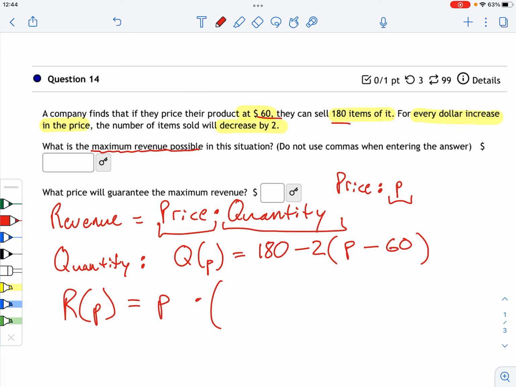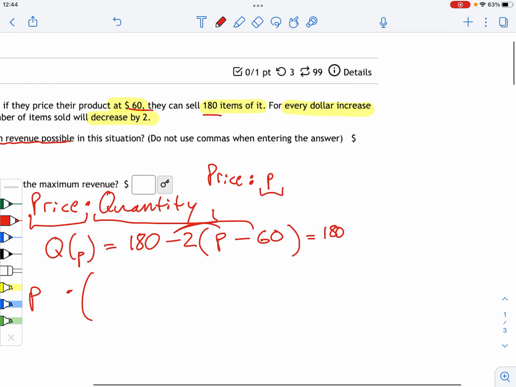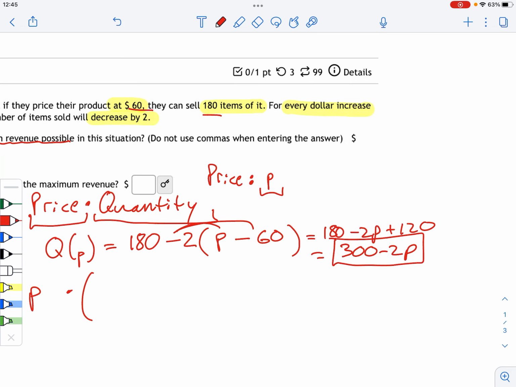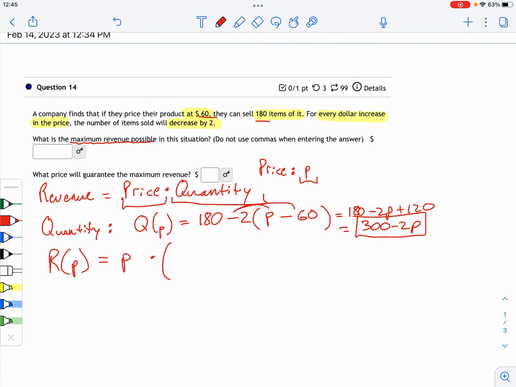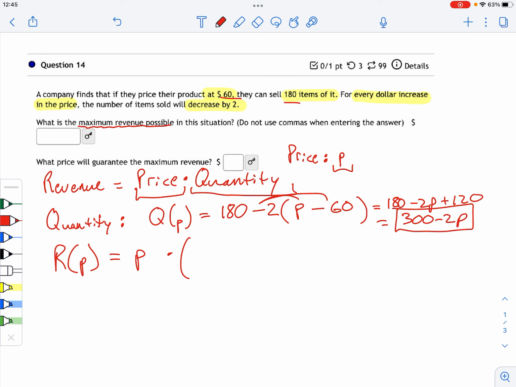Our quantity is, in parentheses, 180 minus, actually, you know what, let's come back here real quick. Let me simplify this, that'd be easier to work with. Distribute the negative 2 there. We get 180 minus 2P plus 120, and that equals 300 minus 2P. All right, so there's our function for quantity, just simplified. It makes things a little less confusing. So we're going to plug in 300 minus 2P.